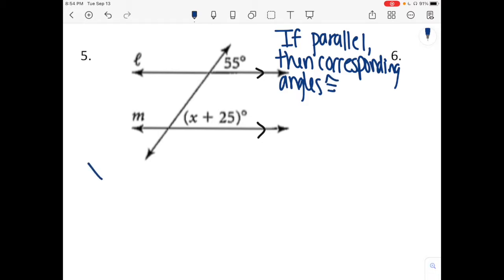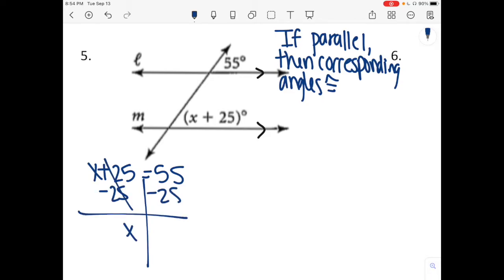So I'm going to say, okay, x plus 25 equals 55. This one will be a quick solve. I'm going to take away 25 from both sides to get x alone. So 55 minus 25 is going to be 30.